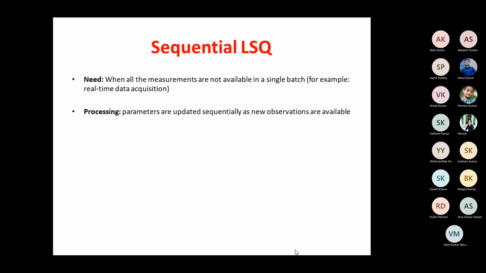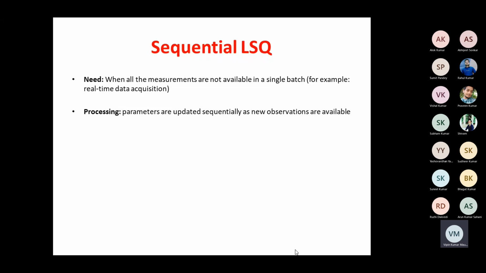So let's talk about sequential least square here, because if you are getting the observations sequence by sequence, in that case you need to use sequential least square. What is the need when all the measurements are not available in a single batch? Suppose we are taking the observations in real time. So we have to take the observation, process it, take the next observation, process it. In these scenarios, we may use sequential least square. How do you get the result in this processing? The parameters are updated sequentially as new observations become available. New observations are coming, we process them, we get the corrections, and we update the previous value.